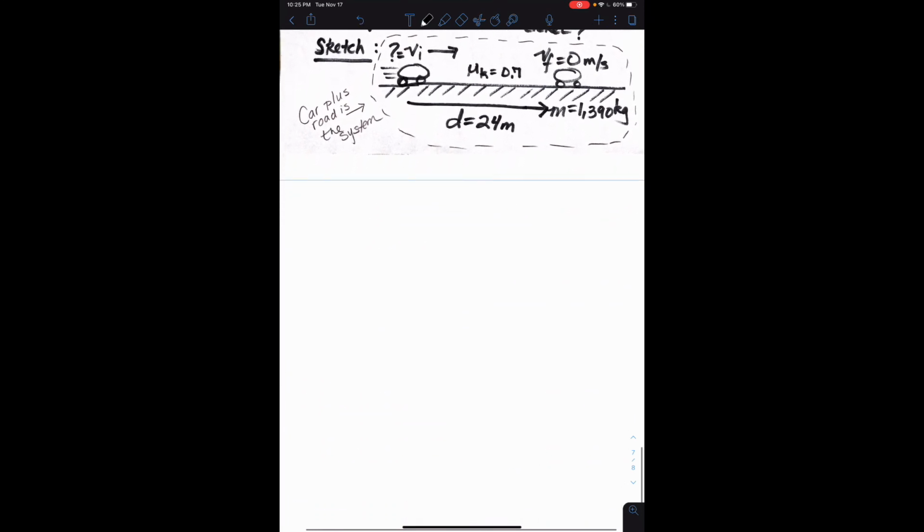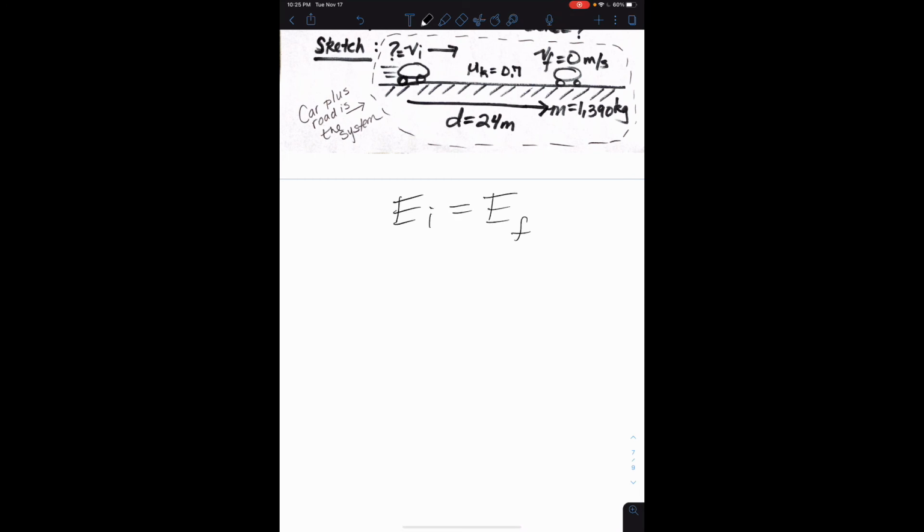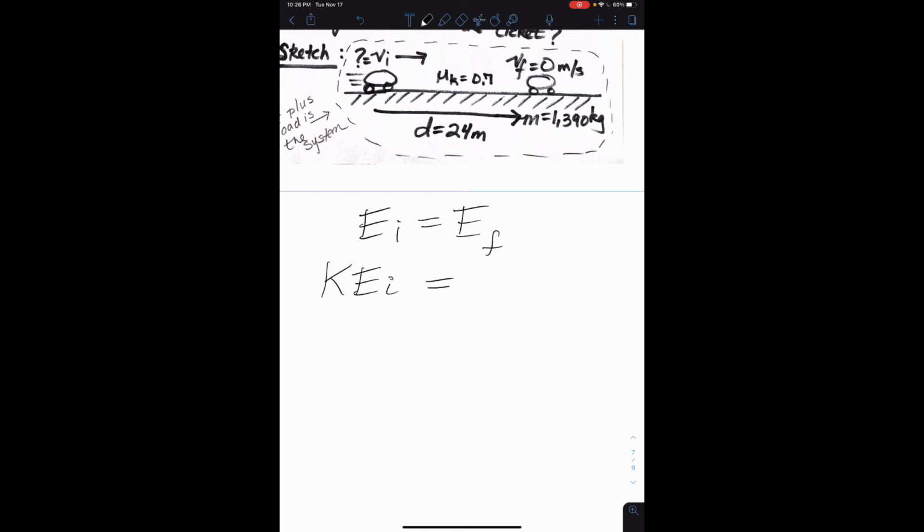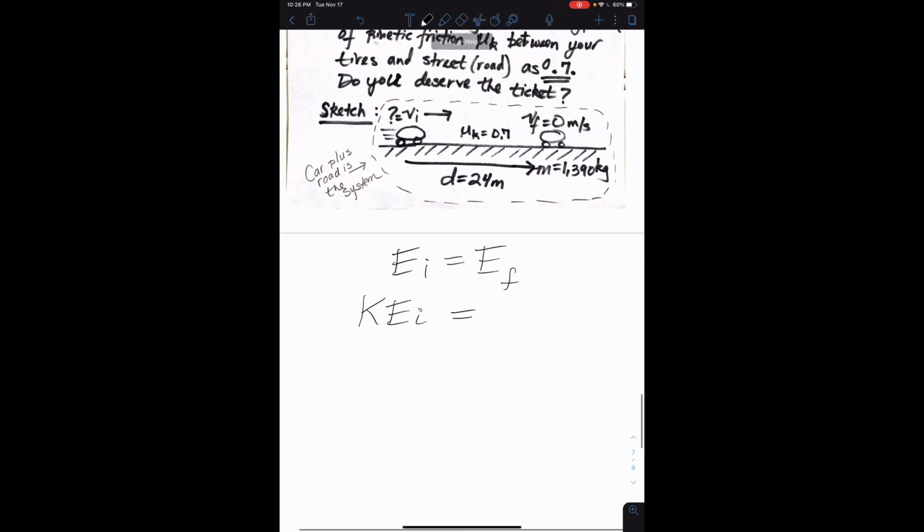All right, so with this problem, we're going to do something similar to what we just did a second ago, right? We have conservation of energy, EI equals EF. Initial energy, the car is moving, so it's KE. Final energy, the car is stopped, but we have the heat there between the surface. Notice we define the system as being the road plus the car. That is the system.